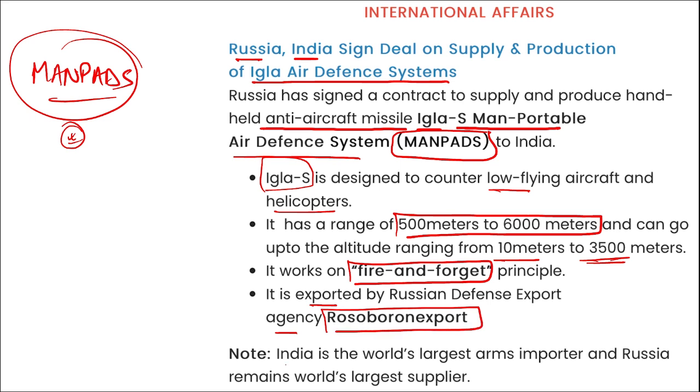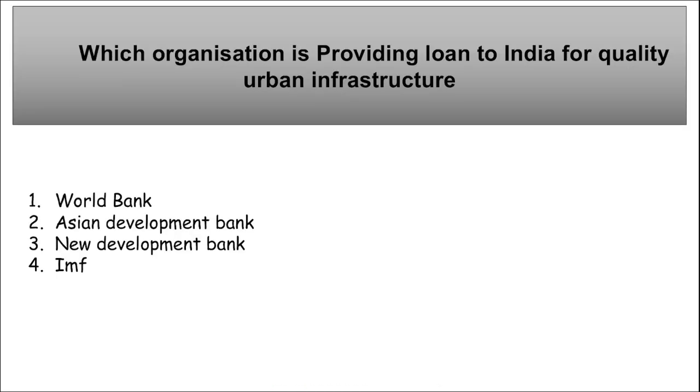Right? Russia's export. Next, India is the world's largest arms importer and Russia remains the world's largest supplier. Correct? So mark this. Then moving on, which organization is providing a loan to India for quality urban infrastructure? So it is the Asian Development Bank.